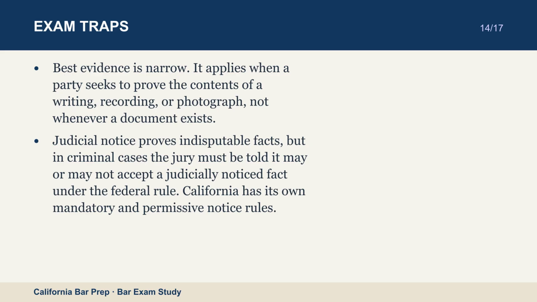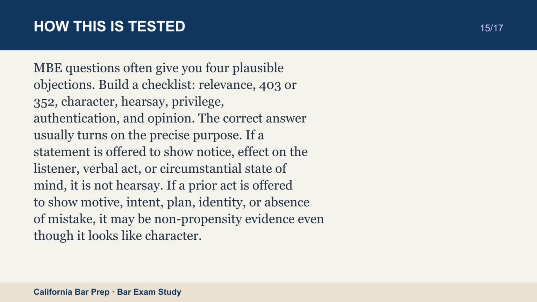MBE questions often give you four plausible objections. Build a checklist. Relevance, 403 or 352. Character, hearsay, privilege, authentication, and opinion. The correct answer usually turns on the precise purpose. If a statement is offered to show notice, effect on the listener, verbal act, or circumstantial state of mind, it is not hearsay. If a prior act is offered to show motive, intent, plan, identity, or absence of mistake, it may be non-propensity evidence even though it looks like character.